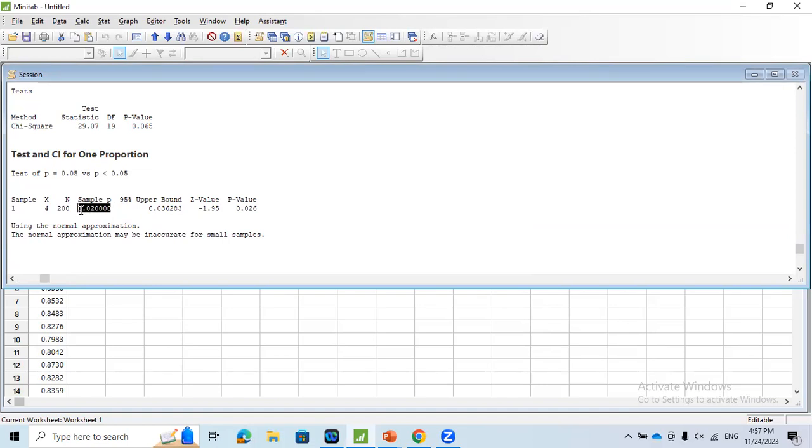0.02 because 4 divided by 200. The 95% upper bound is 0.03. The P value is 0.025, which is less than 0.05. You reject H0 and accept H1. The upper bound for the proportion is 0.03, compared to 0.05, it's less than. For this case, we get the upper bound.